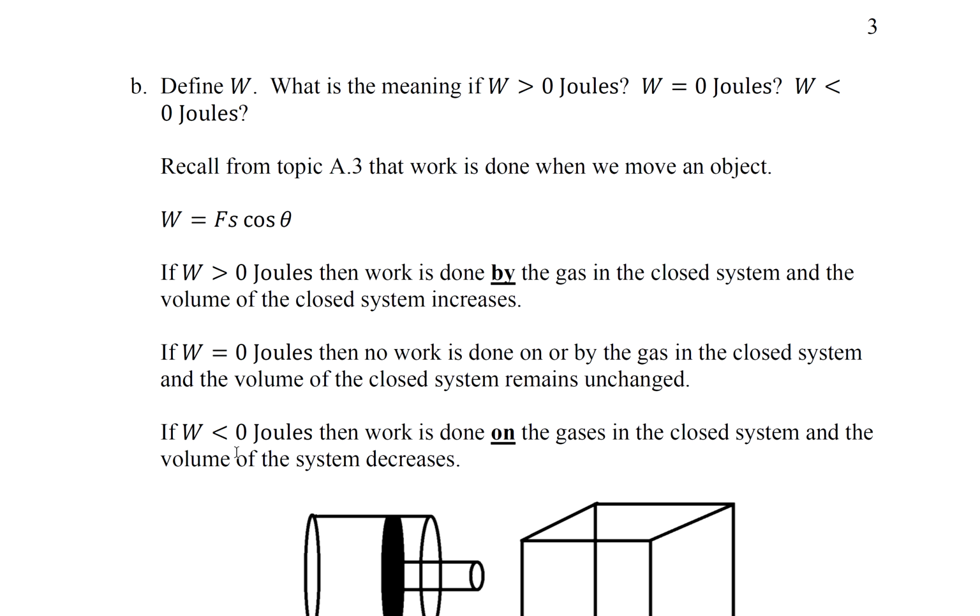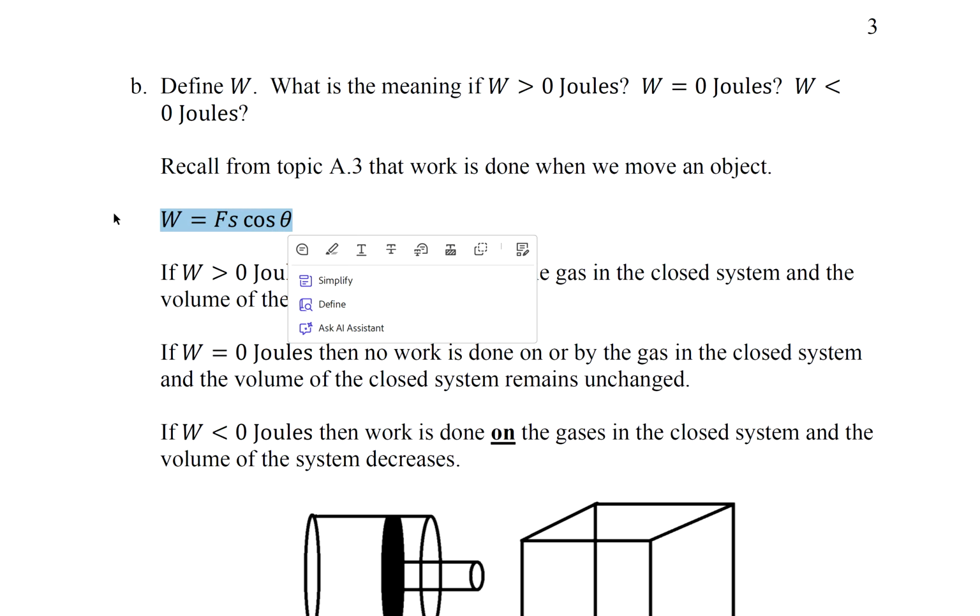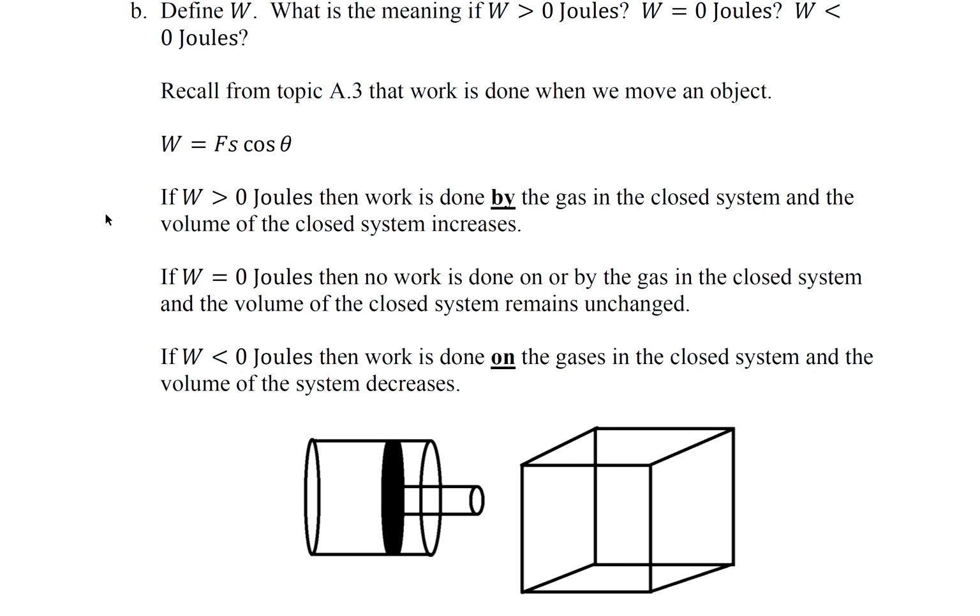Define W. What's the meaning if W is greater than 0, equal to 0, or less than 0 joules? Work is done when we move an object. Work is Fs cosine theta. So if W is greater than 0, then work is done by the gas and the volume increases in that closed system.